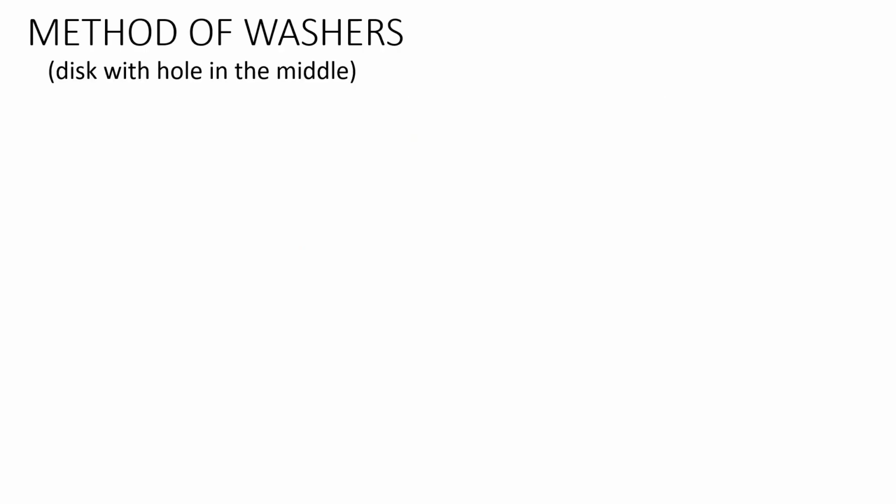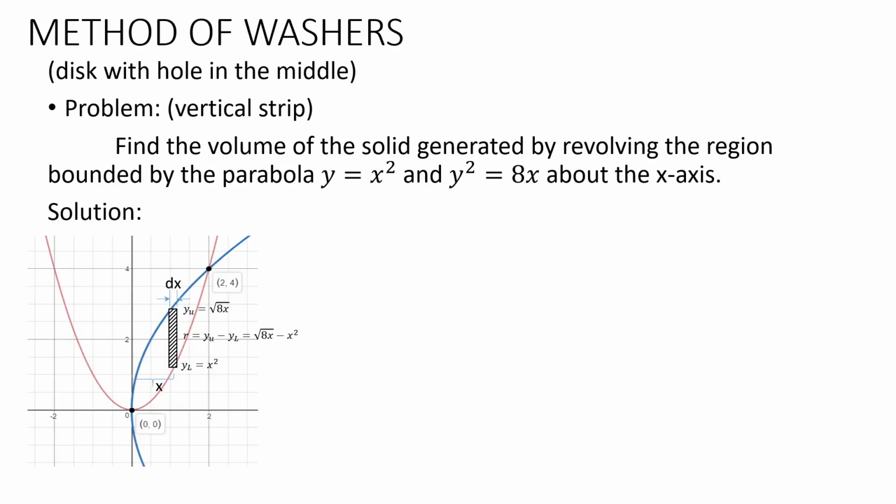Okay, so let's proceed with the washer now. It's just a disc with a hole in the middle. We're going to rotate about the x-axis again, so we're going to use the vertical strip because it should be perpendicular to the axis of rotation. Notice that the volume generated here will be a washer.